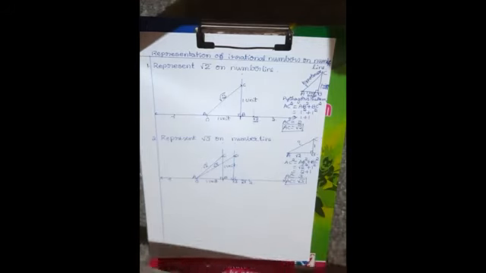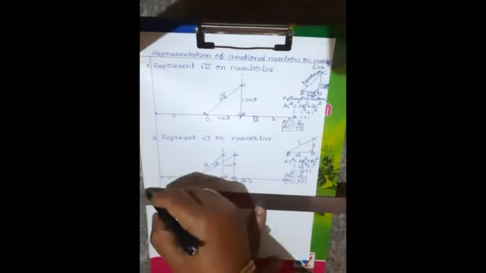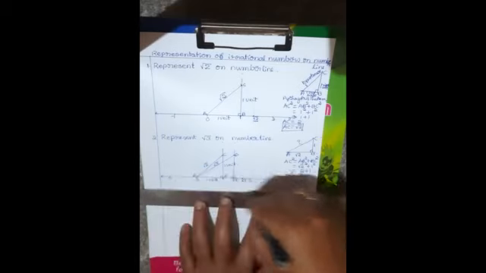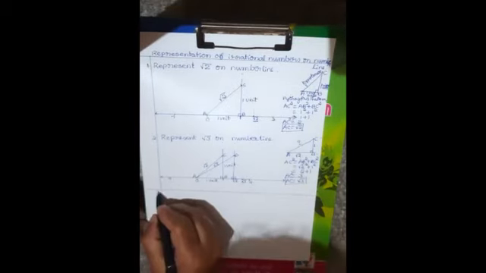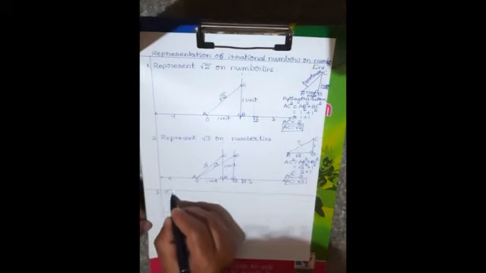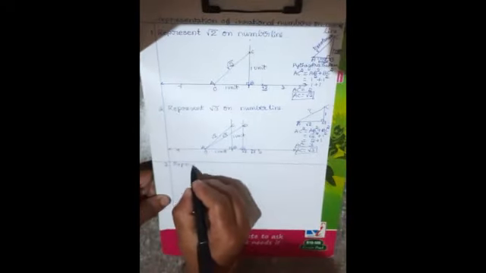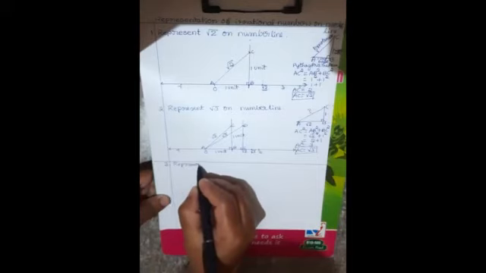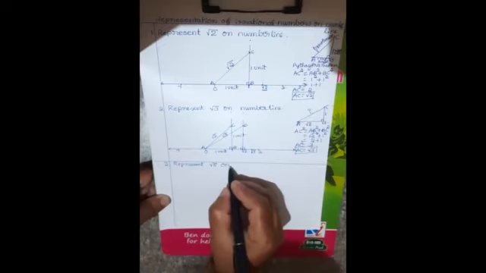Right? Shall we move? Okay. Take one more question. Question number 3. Represent root 5 on the number line.